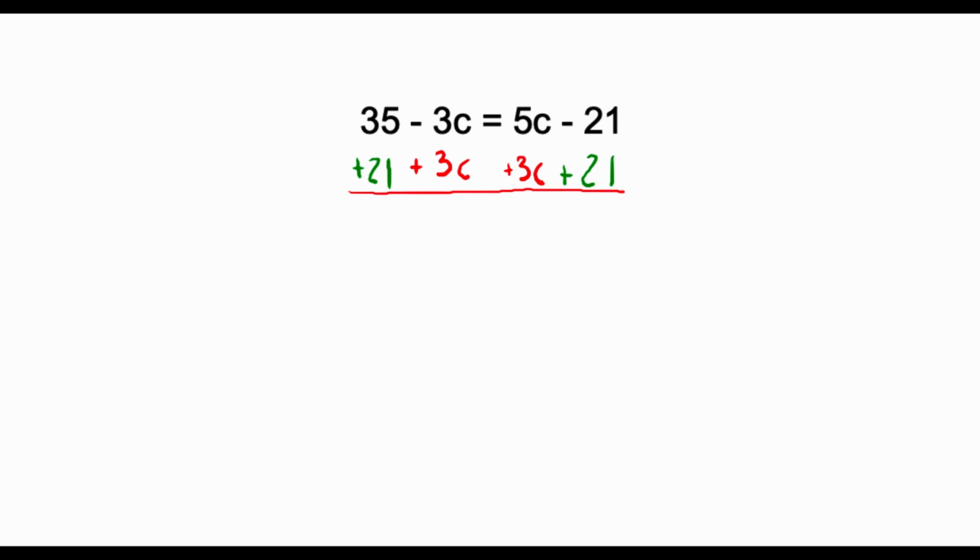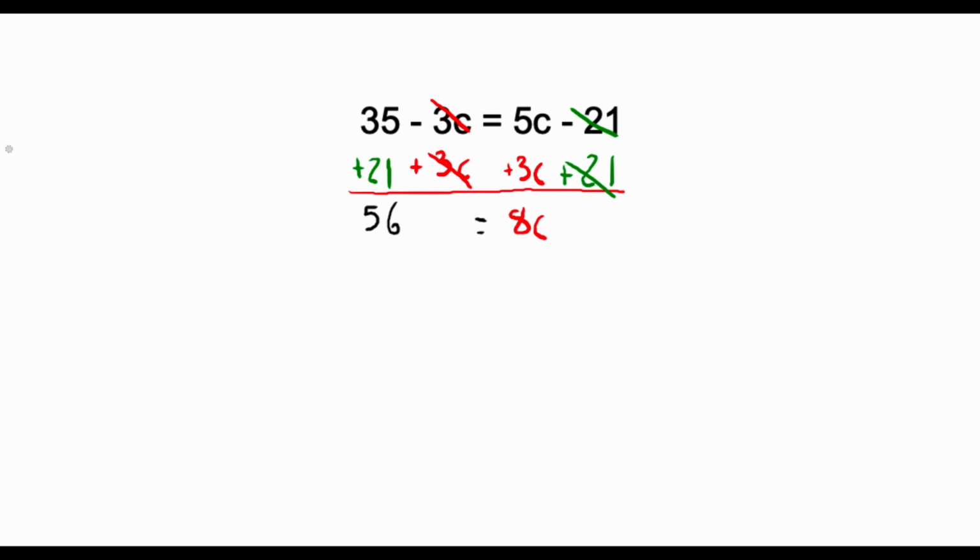Alright, let's go ahead and write the answers. So this will be 56. The 3c and the 3c will cancel here because one has subtraction, one has addition. I'm going to bring down the equal sign here. Now the 5c plus 3c will give me 8c. And the 21s over here will cancel because they have opposite signs. One has subtraction, one has addition.